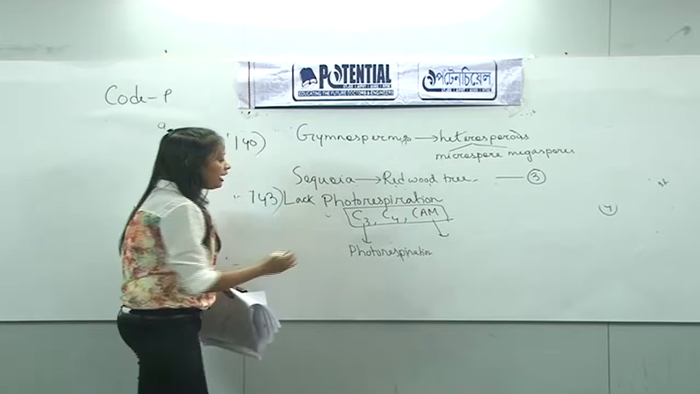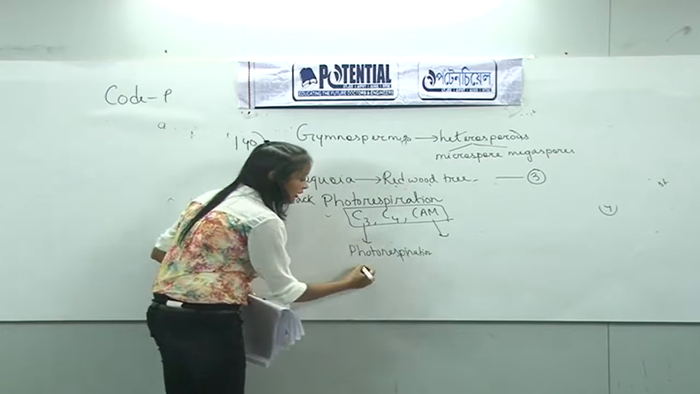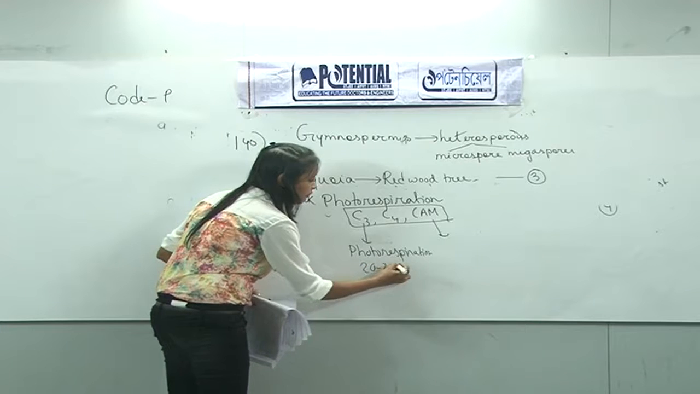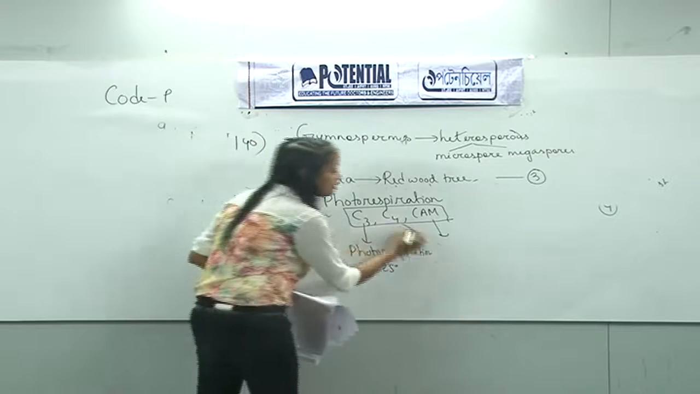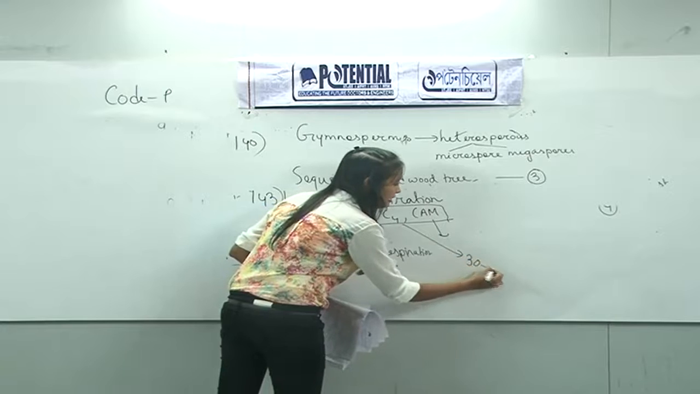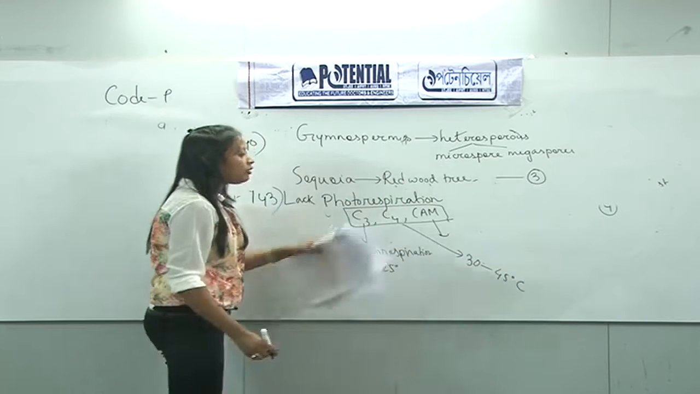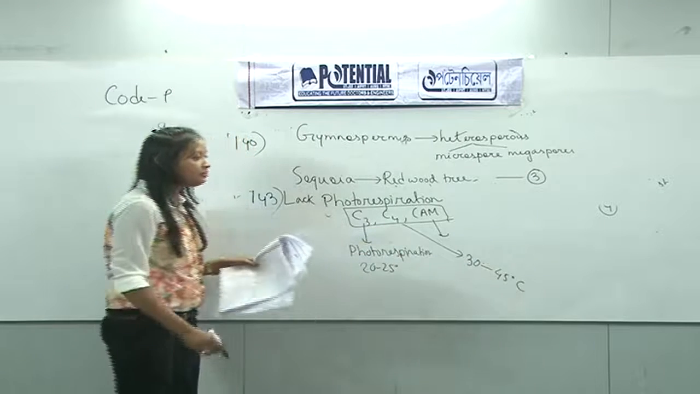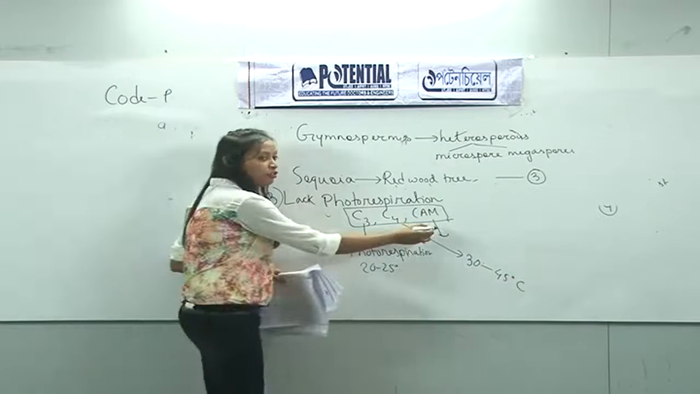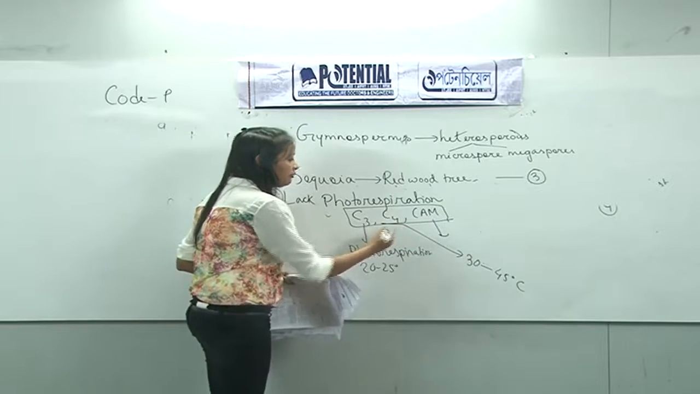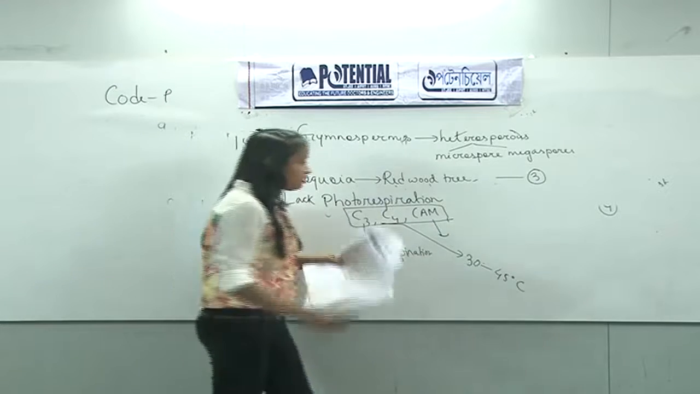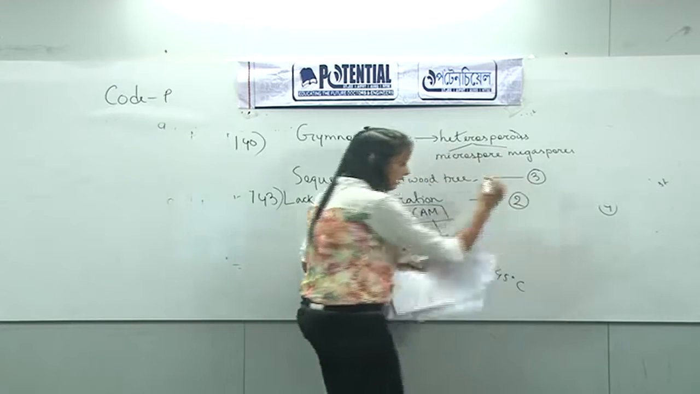And also the temperature requirement, that's very low. In case of C3 it is 20 to 25 degrees centigrade, but in case of C4 plants the temperature requirement is high, that is 30 to 45 degrees centigrade. In case of CAM plants also the temperature requirement is high, but they show photorespiration. So the correct answer will be C4. So that is option 2. That is the correct answer.